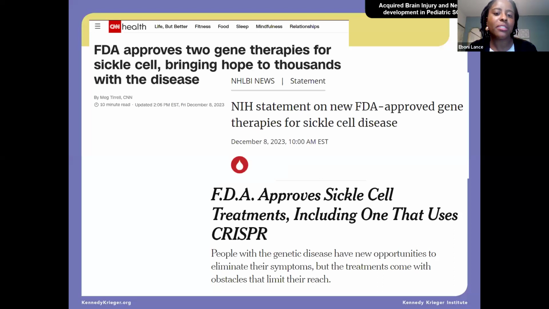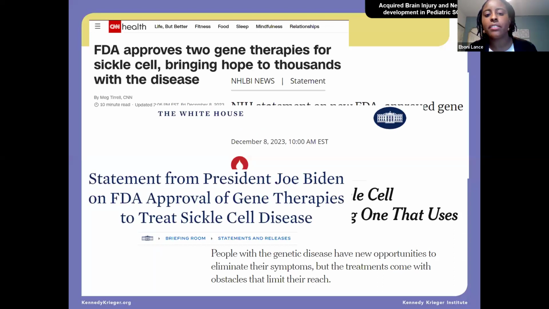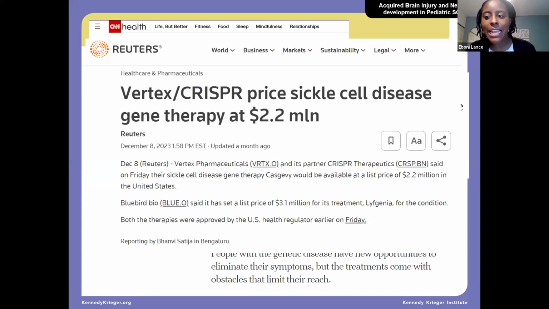However, hopefully you have all seen on the recent news that there has been approval for 2 gene therapies in sickle cell disease, which was released in December while we were all at the American Society of Hematology meeting. And so you can see here that there's been a lot of attention and a lot of press on this, that it truly has brought hope to a lot of people with the disease. But of course, there is a price tag to that hope, and it's fairly significant. One of the curative therapies is 2.2 million, the other one is 3.1 million.